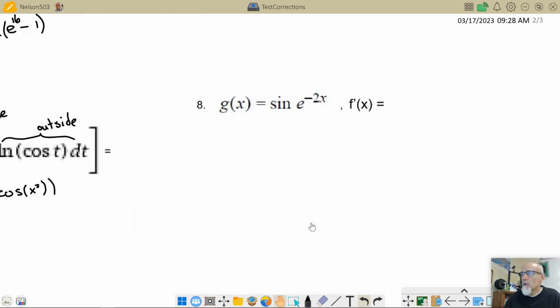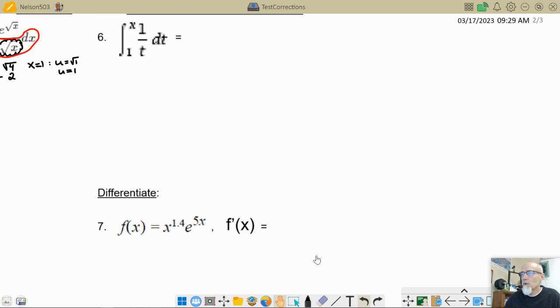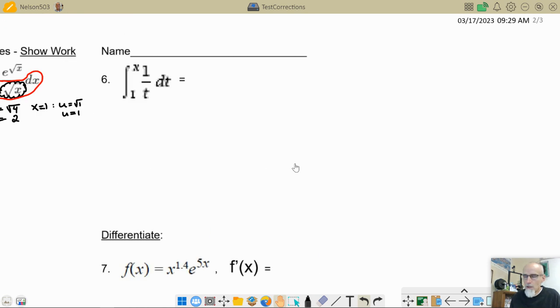And let's see, number 6 is up here. So 6 wanted us to do the antiderivative of 1 over t. The antiderivative of 1 over t is the natural log of t. We should probably have absolute values on it. And we're going to evaluate that from 1 to x. So I get the natural log of x minus the natural log of 1.